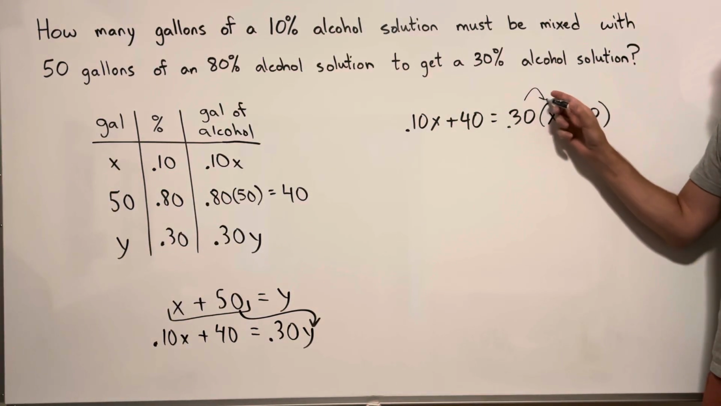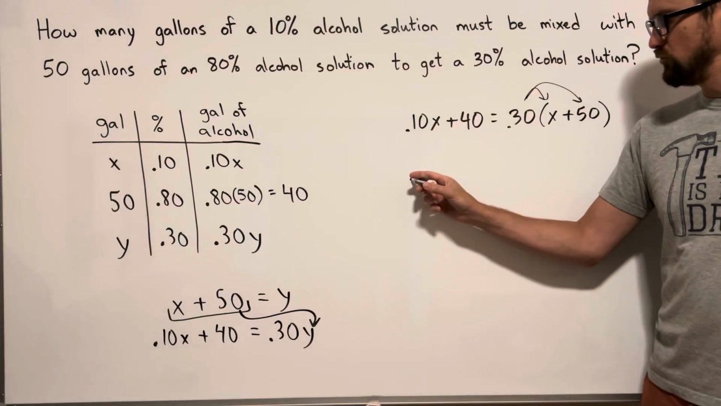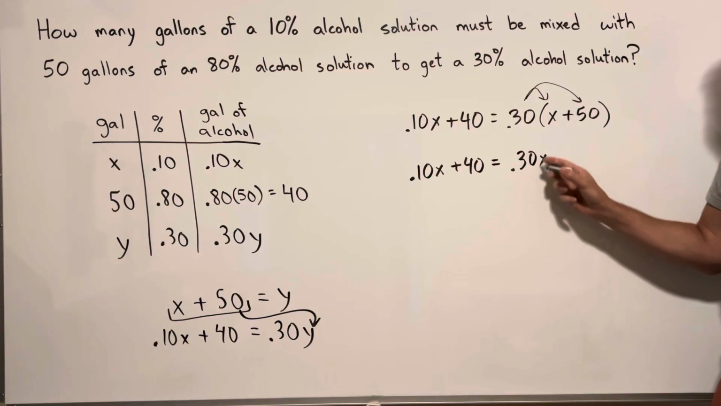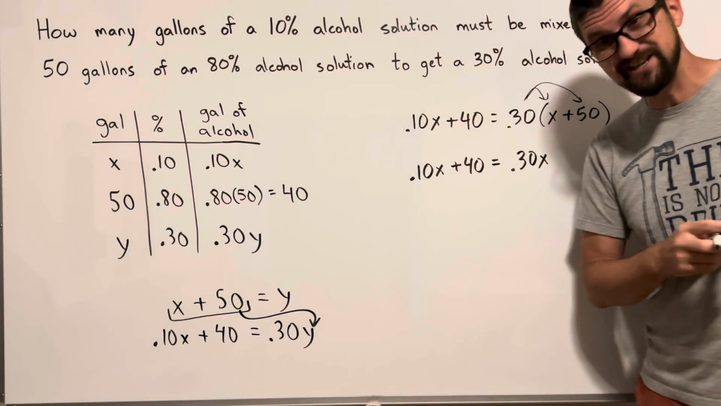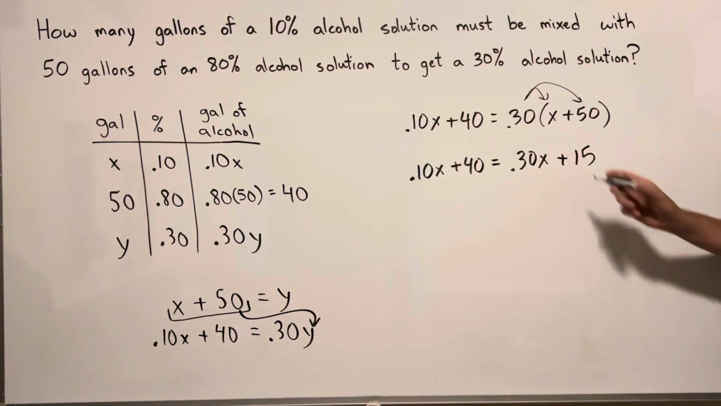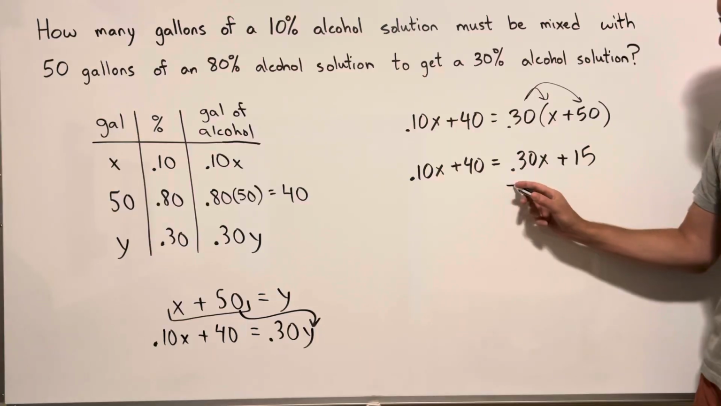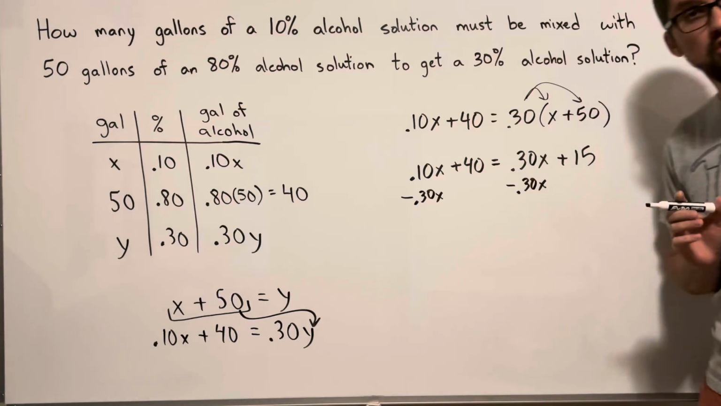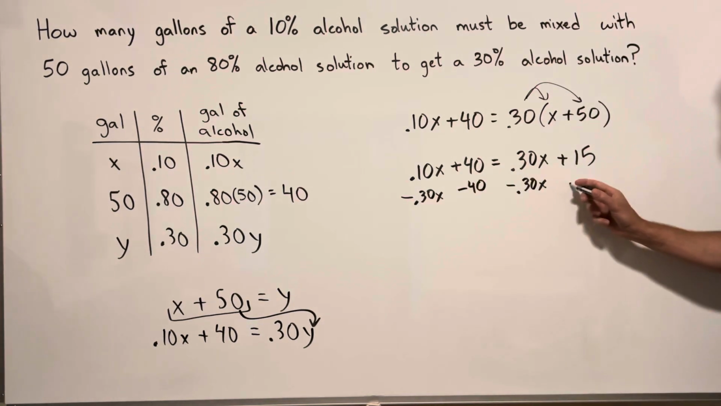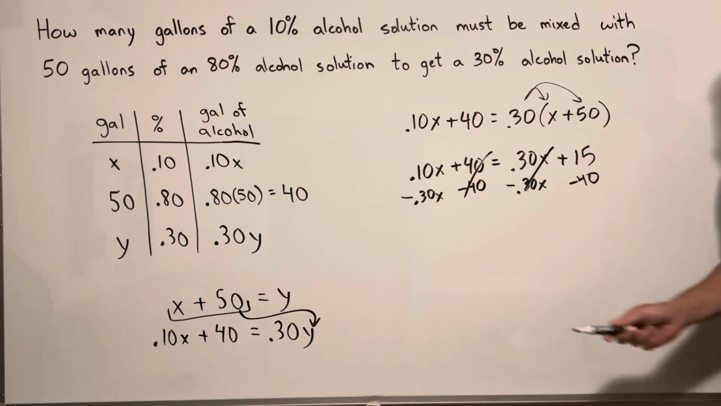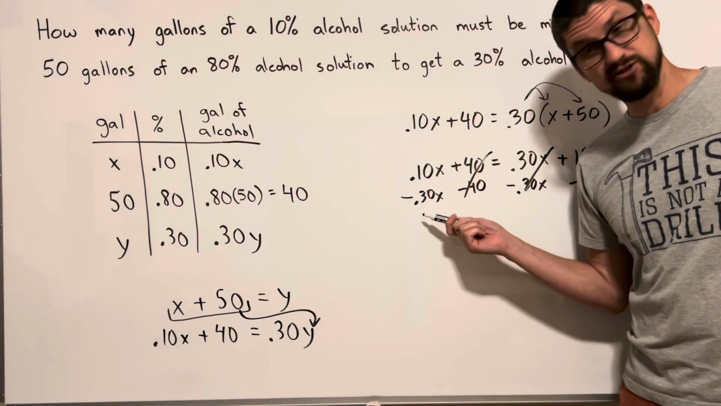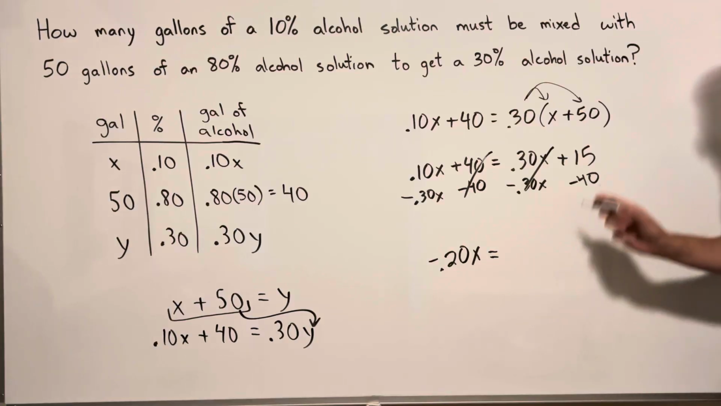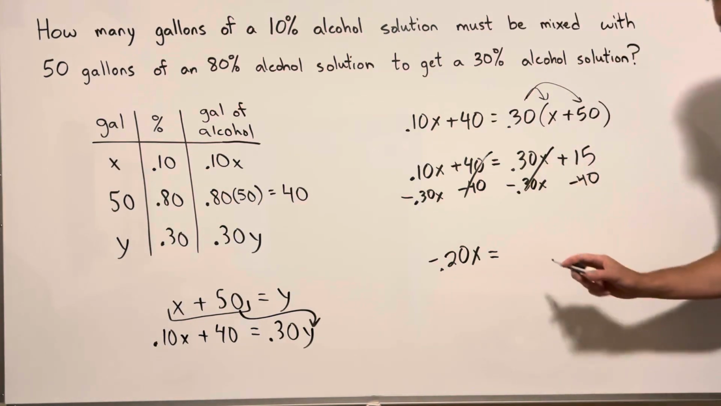All right, to solve this, I'm going to distribute the 0.3. Rewrite the left-hand side: 0.10 times X. On the right, 0.30 times X, and 0.30 times 50 is 15. I'm going to collect the X terms on the left, so I'm going to subtract 0.30X on both sides. Collect the numbers on the right by subtracting 40 on both sides. So on the left, I'm left with 0.10 minus 0.30, which gives me negative 0.20 times X. And then 15 minus 40 is negative 25.